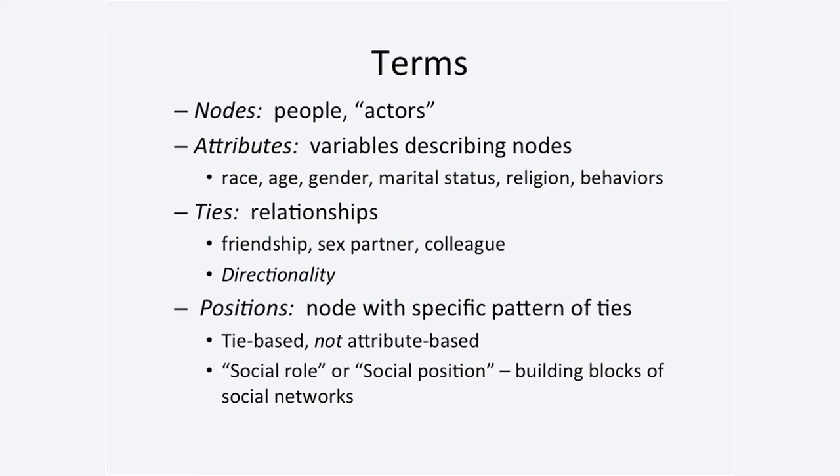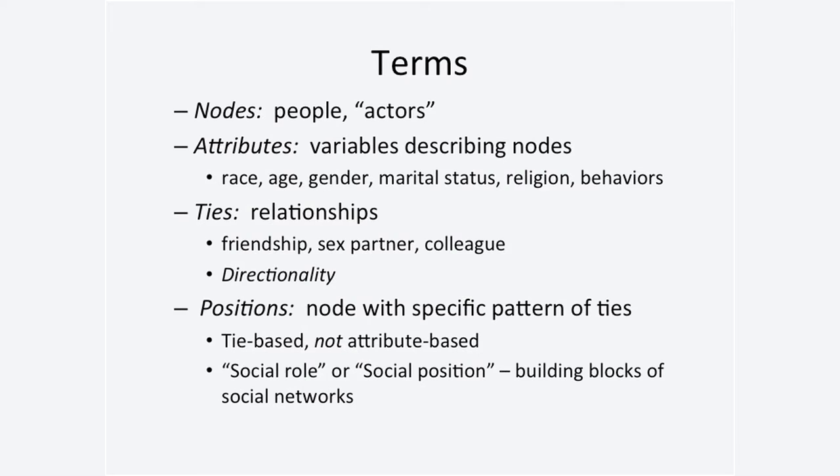And then ties are the relationships between nodes. This can be a friendship tie. In HIV, we talk about sex partners and sex ties. And ties have directionality. I might be friends with somebody else, but they may not consider me a friend. So that's a directed tie, right? I'm friends in one direction.